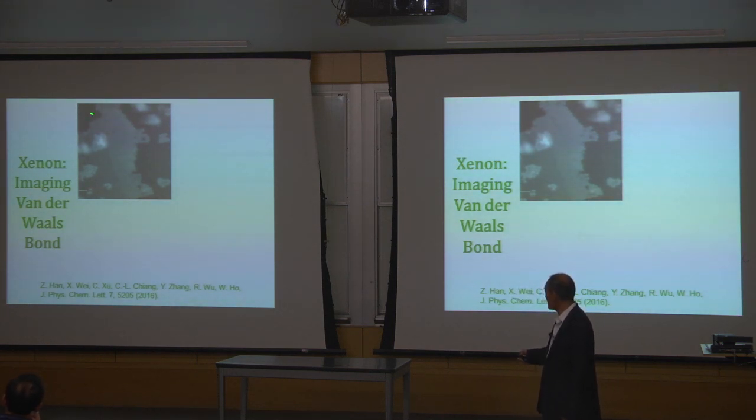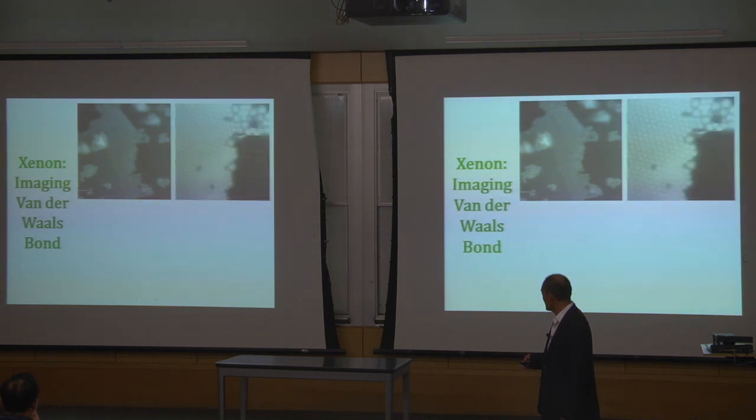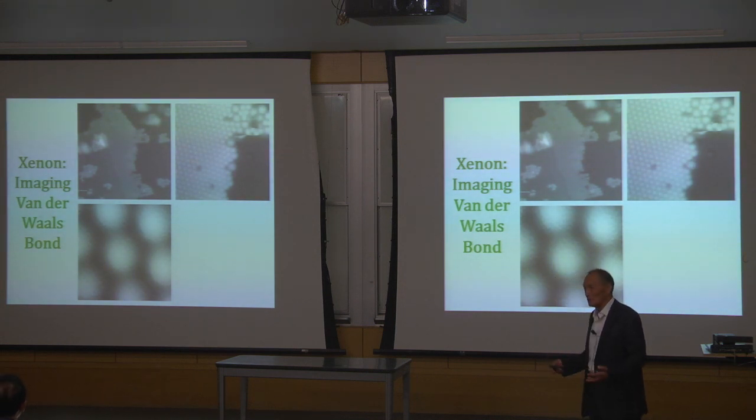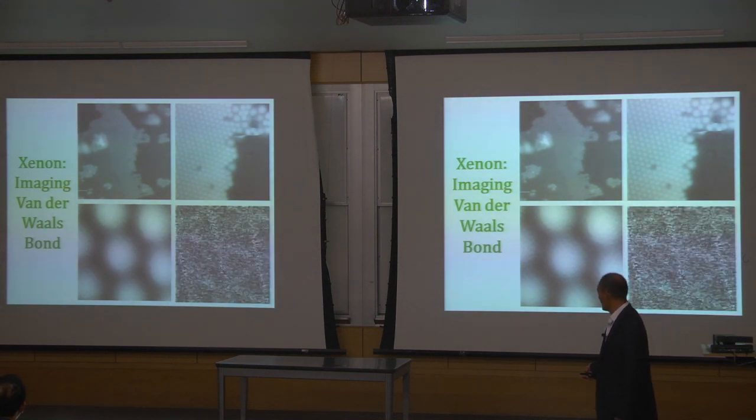So we put xenon atoms on the surface. And if you zoom in, you can see individual xenon atoms forming a nice hexagonal pattern on the surface. And then if you zoom in further, you see these features here. These circles here are individual xenon atoms. This is a topographic image, so it doesn't tell you anything about the nature of the interaction between the xenon atoms that leads to this self-assembly into this ordered structure.